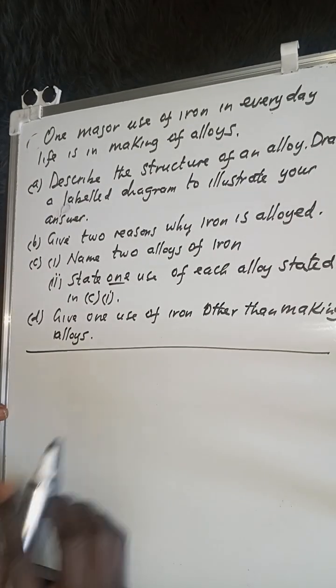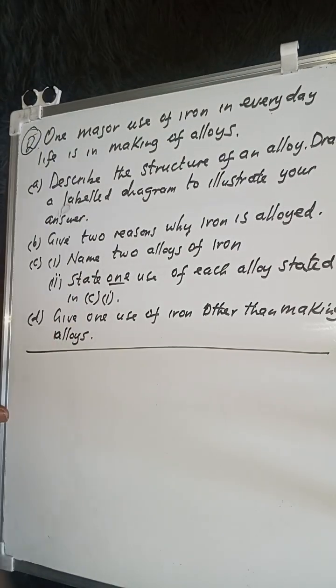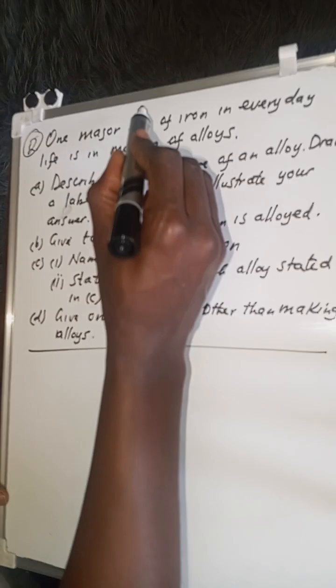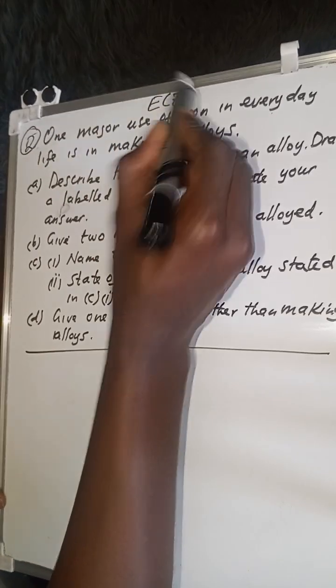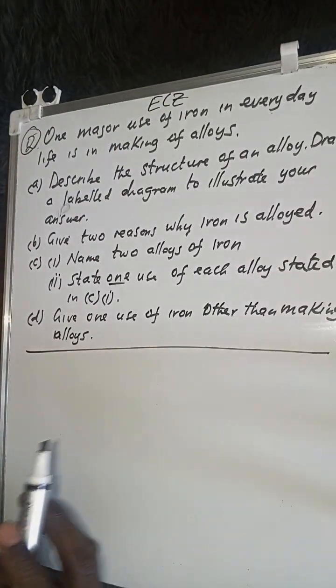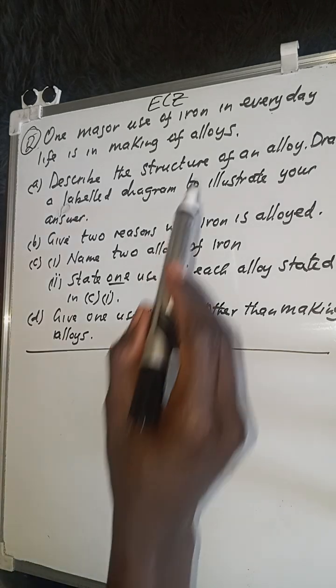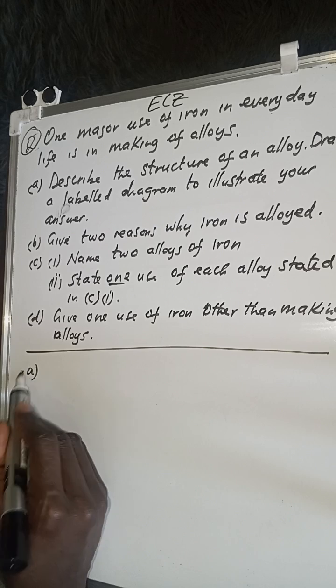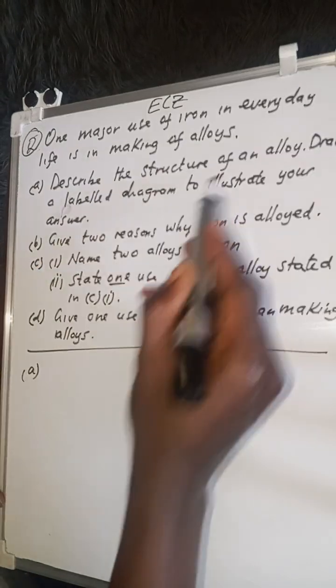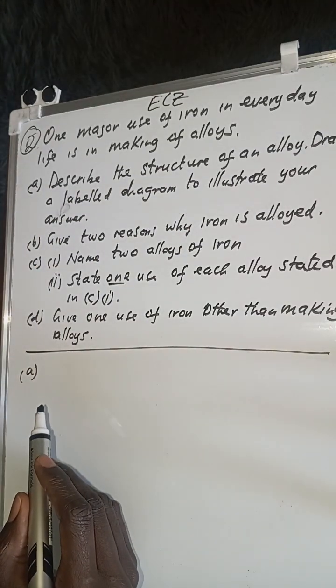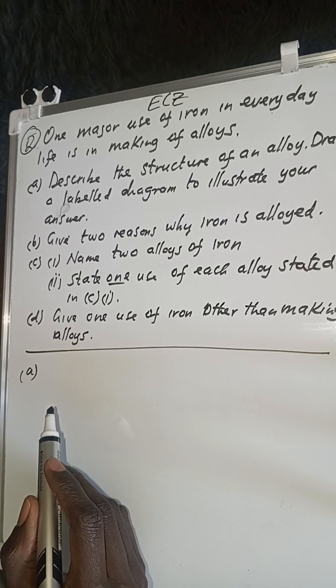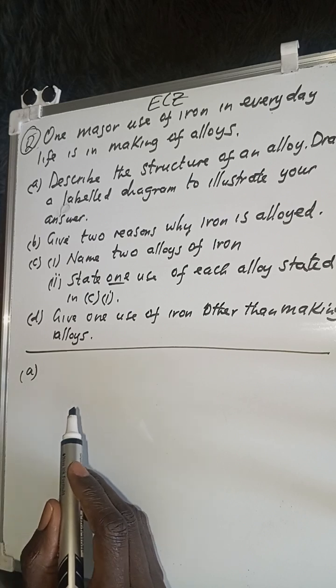Let's look at our last one. This is question number 2. It also came in the ECZ exam. It says one major use of iron in everyday life is making of alloys. Then A says describe the structure of an alloy, then draw a labelled diagram to illustrate your answer.